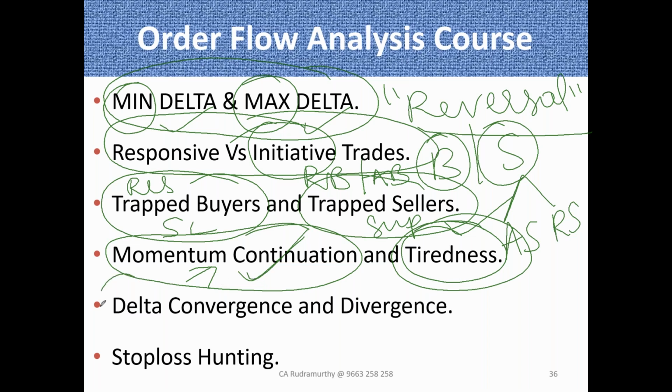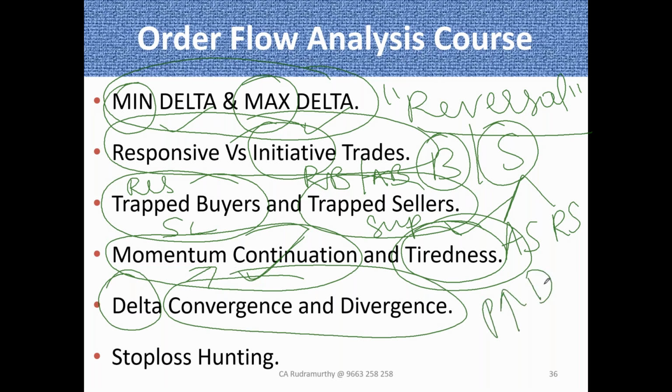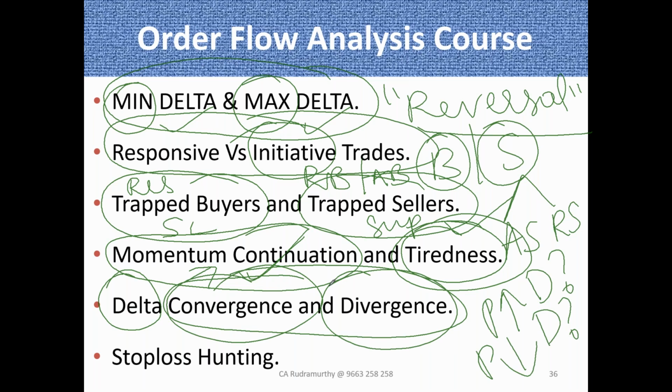And more than anything, you just learned delta right now. We will also learn another important concept of delta convergence and divergence. So as price goes up, what is happening to delta? As price comes down, what is happening to delta? And we have to learn the concept of convergence and divergence in delta, which we will do in our 3-day advanced program. And finally, stop loss hunting, which I was just now talking about.